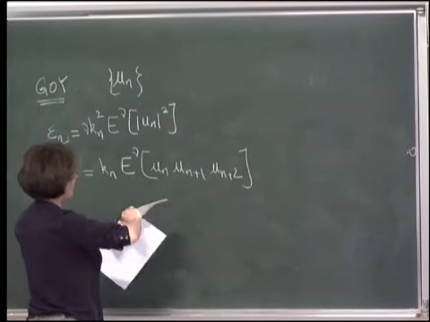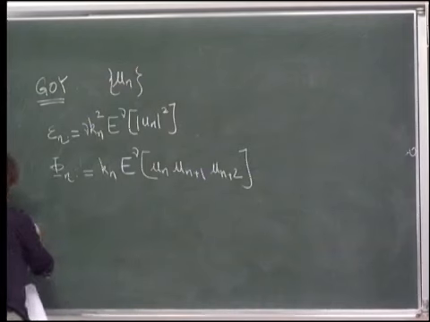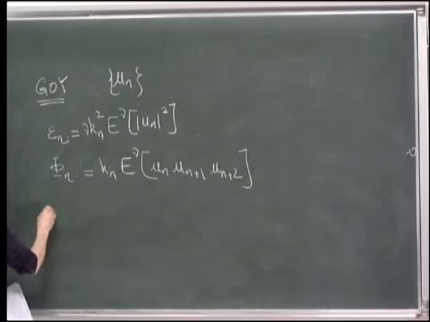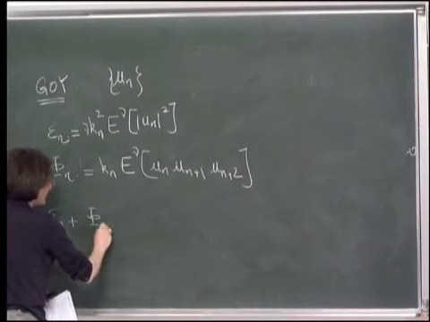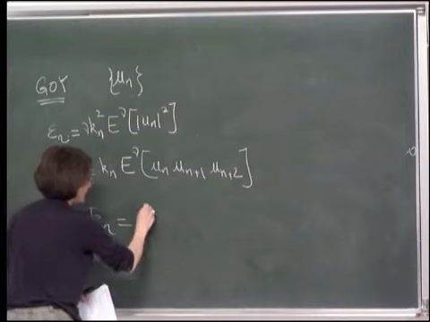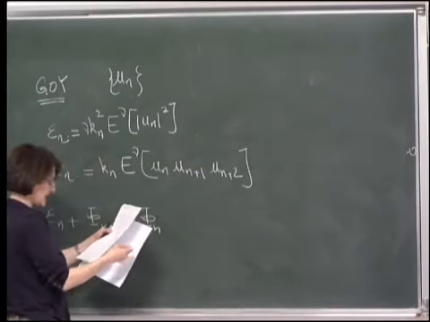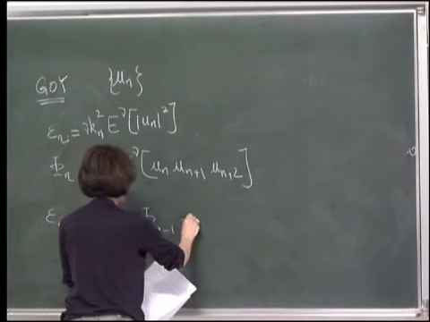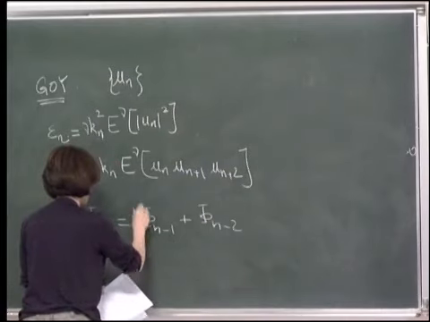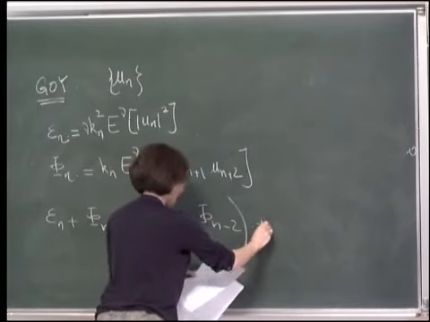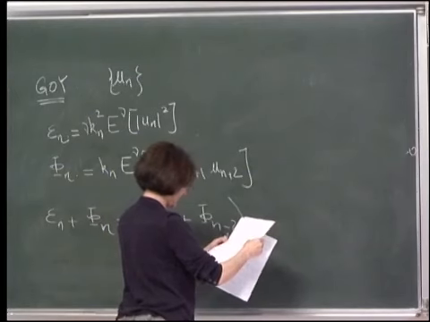So let me write down the balance law with the energy. I will have epsilon_n plus phi_n equal to phi_{n-1} plus phi_{n-2}. I think there is 1/2 here. And then I have, what is that?